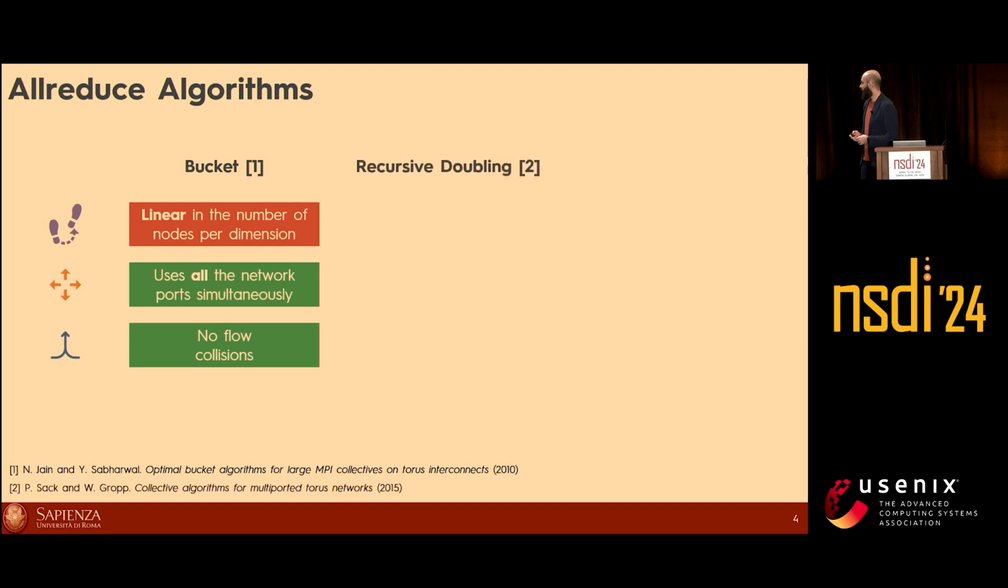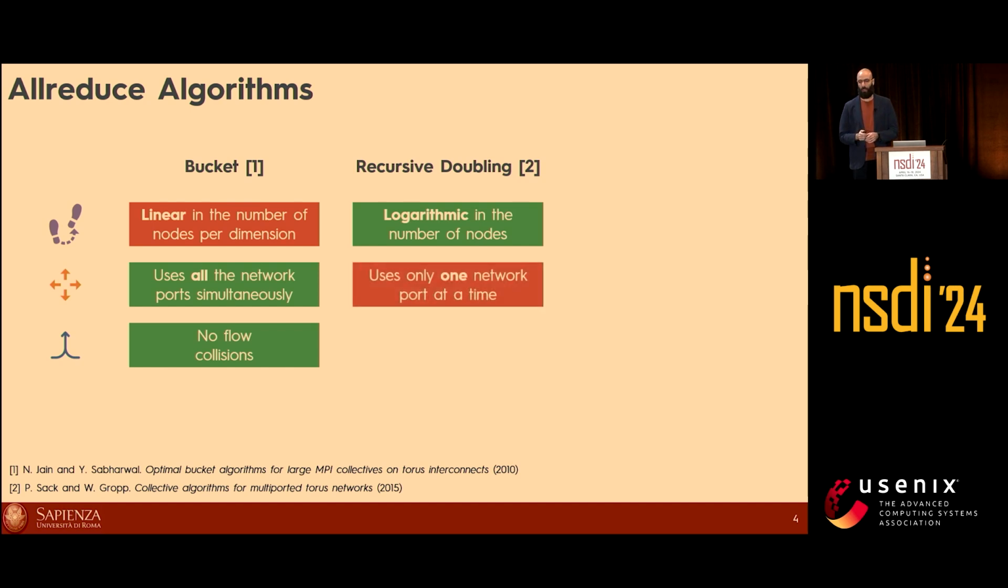And then we have recursive doubling. Recursive doubling is an algorithm which is logarithmic in the number of nodes. So it's much better when you have small Allreduce because you just have much fewer steps, especially on very large networks. But it can only use one network port at a time, which is kind of bad for larger Allreduce. And also it has many flow collisions. I am going to spend some minutes on that flow collision part in a few slides.